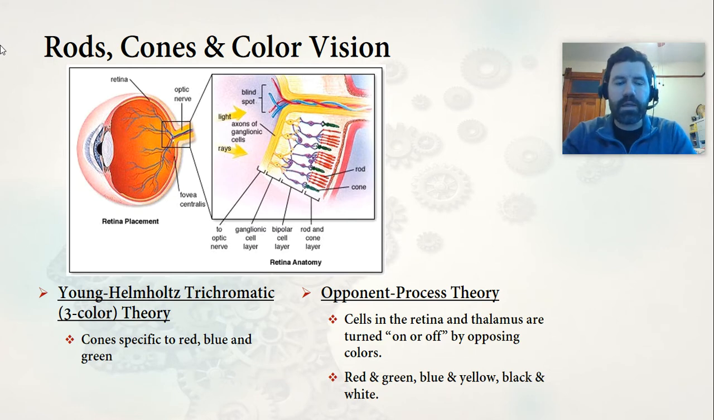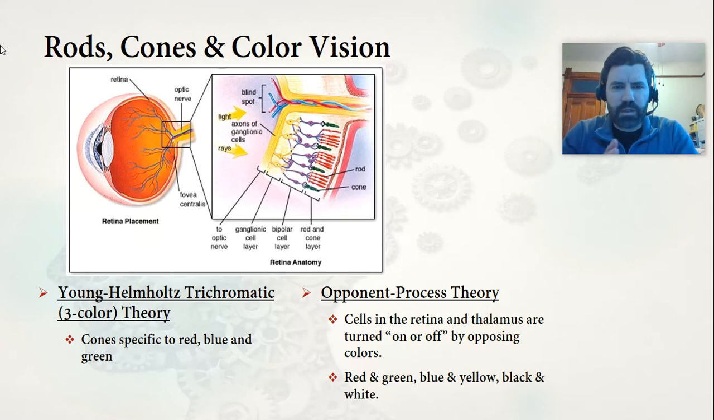trichromatic theory. And the idea behind this theory is that you actually have different types of cones. You have red cones, blue cones, and green cones. And combinations of those different red, blue, and green cones allow us to see all the different colors of the rainbow. Another theory of color vision is what we call the opponent process theory.